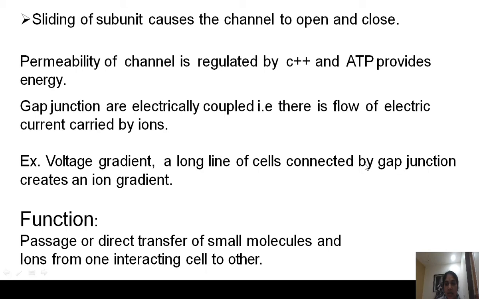You can see here there is a long line of cells connected by gaps, and the ions travel or pass from one cell to the other, and it creates the gradient, that is the ion gradient. So the function of the gap junction is the passage, or direct transfer, of small molecules and ions from one interacting cell to the other.